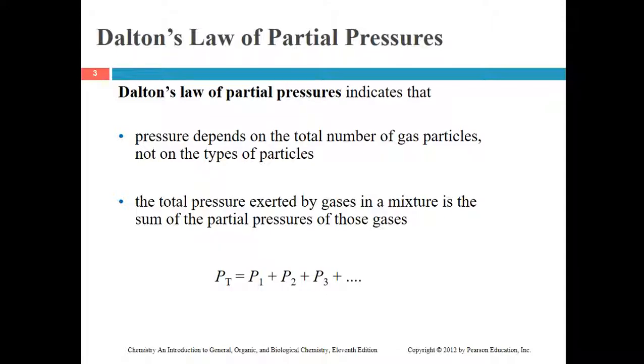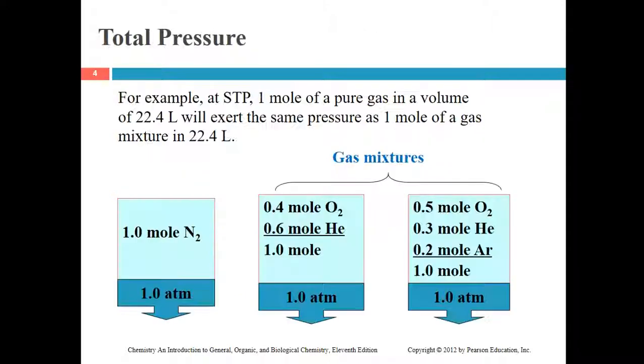So you'll notice that Dalton's law of partial pressures indicates that the pressure depends on the total number of gas particles, not the types of particles, and that the pressure exerted by the gases in the mixture is the sum of all of those different pressures of those gases. For example, at STP, a mole of pure gas in a volume of 22.4 liters would exert the same pressure as 1 mole of a gas mixture in 22.4 liters. So it doesn't matter the type of gas, you still add the moles up for that pressure.